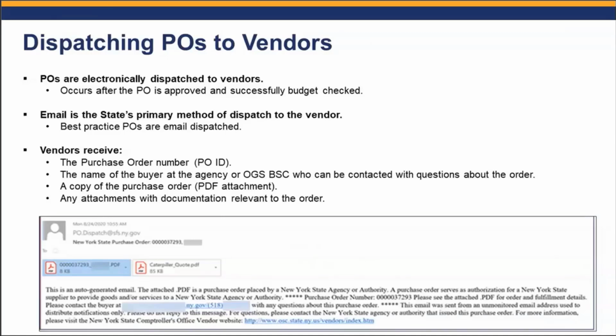This slide includes a sample of the email that vendors receive along with the purchase order when it's dispatched from the statewide financial system. When a vendor receives a purchase order, they receive the unique purchase order number generated in SFS known as the PO ID, the name of the buyer at the agency or at the Business Services Center for BSC customers who can be contacted with questions about the order, a copy of the purchase order in the form of a PDF attachment, and any attachments with documentation relevant to the order.